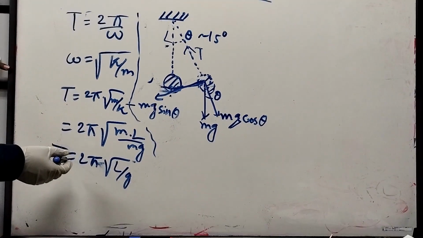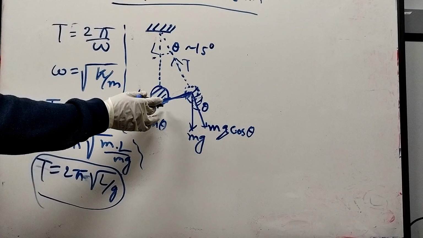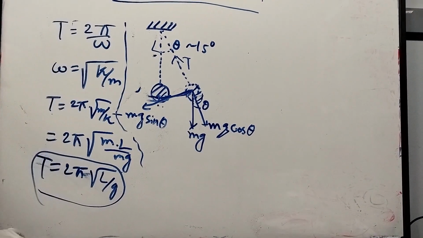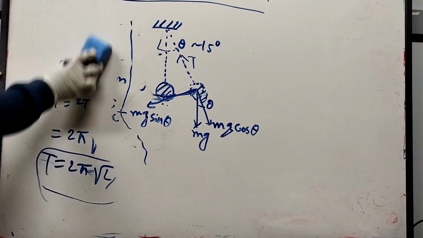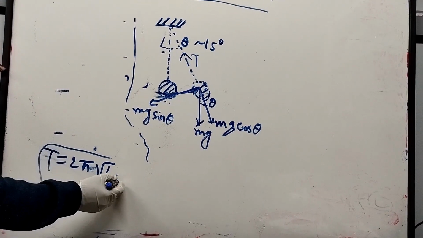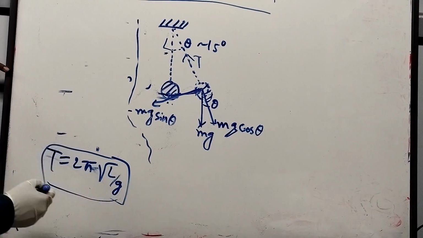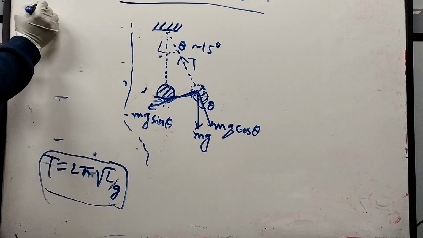Now from this formula, we get two important conclusions, like the facts, and those are that T is independent of mass and T depends on the length. So these are the facts which are apparent.